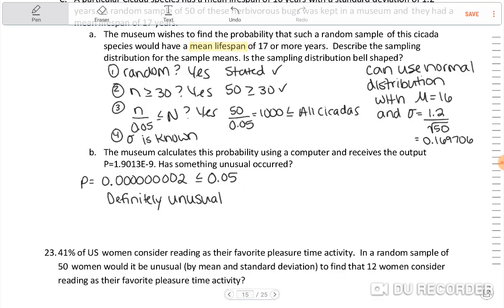So something very unusual has occurred, but we conclude that the mean lifespan of these bugs in captivity is longer than the lifespan for these bugs in general. I mean, they're living in a controlled environment, so obviously their lifespan will probably be longer, given that they're not going to have any predators or anything like that in this controlled environment. So, yes, very unusual there.